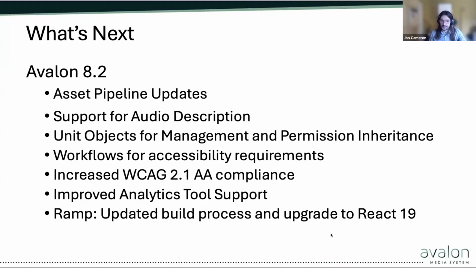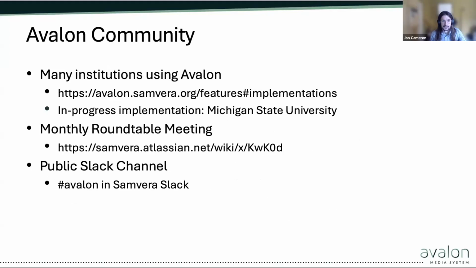A few other things: improved analytics tools support is something that's been requested and that we're going to be looking at. And then Ramp, this is already underway, but as a JavaScript library that we want to be available through npm, having our build process and making sure that we're on supported React versions is important for that. So that work continues.